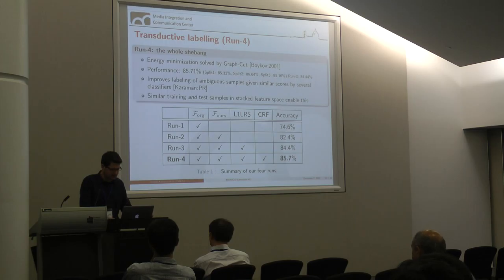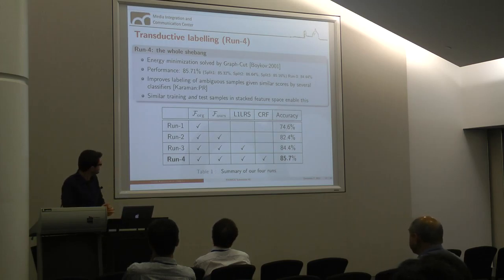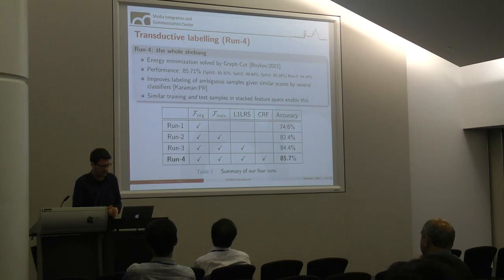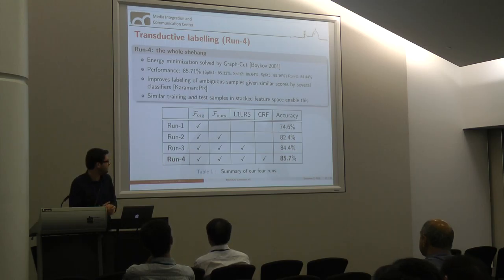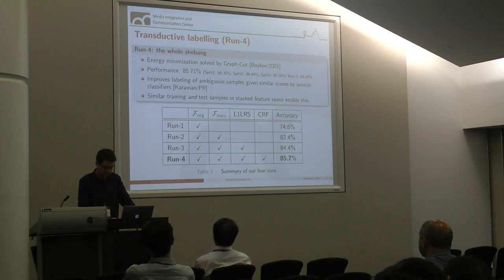So here, just a summary of this. We have our baseline with only the hard assigned features given by the organizer, the addition of all features in the late fusion scheme, then the logistic regression model, and finally the CRF. So you see that every step does give a significant improvement.